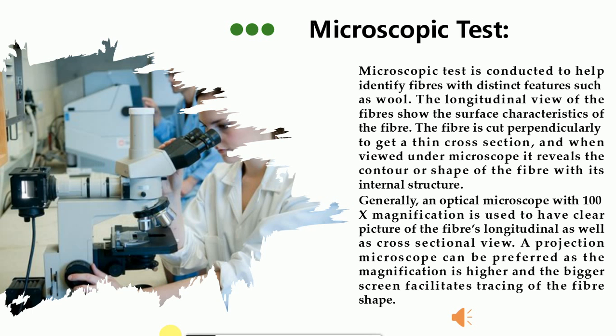Generally, an optical microscope with 100x magnification is used to have a clear picture of the fiber's longitudinal as well as cross-sectional view. A projection microscope can be preferred as the magnification is higher and the bigger screen facilitates tracing of the fiber shape.